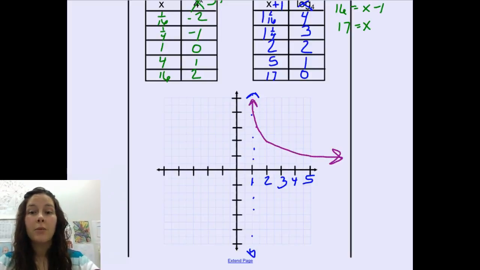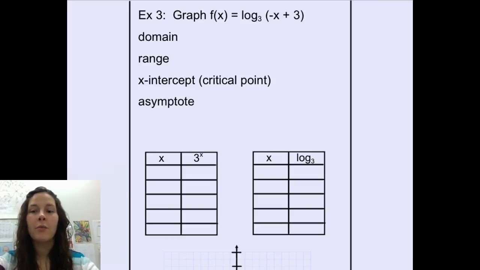So, compared to our parent function, this log function has a vertical reflection. It was flipped across the x-axis, shifted to the right 1. We can see that with the shift in our asymptote, and up 2. Let's take a look at one more.